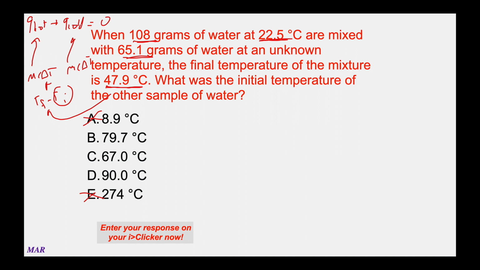And what you want to do is have MC delta T for hot plus MC delta T for cold equals 0. And there are different ways to write that. It's no big deal. Now, the heat capacity for liquid water is a number I want you to know.